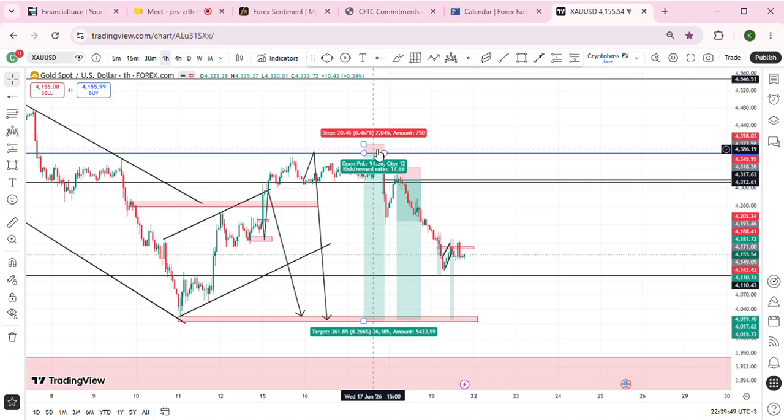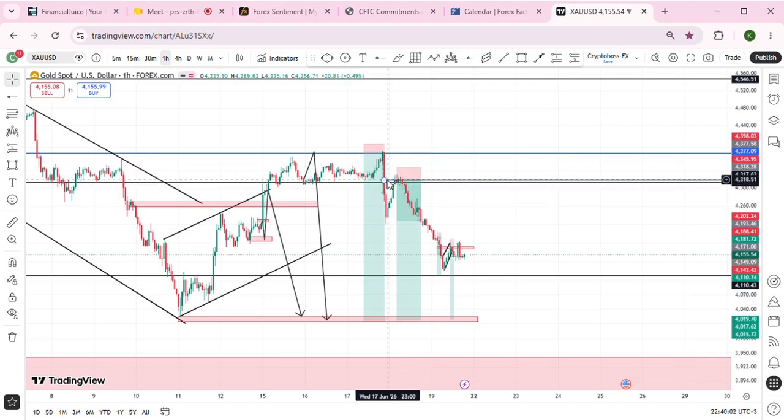Sorry, not NFP but FOMC. I shared that signal with my guys. The market dropped for, was it 1500 pips? Then before we slept, I shared another one where I was expecting the market to reverse to here and then start selling. That is what happened.